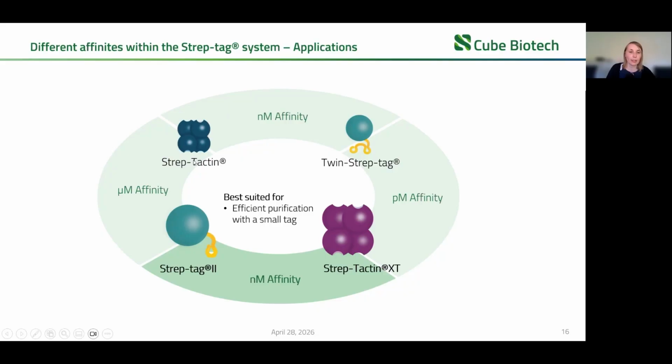And then on the other side, there are customers who prefer to have this very small tag, or they notice that they're having problems with yield when using Strep-Tactin because the concentration might be low, and then they can just easily switch to the high affinity variant and thereby improve the protein yield while still remaining with a small affinity tag.